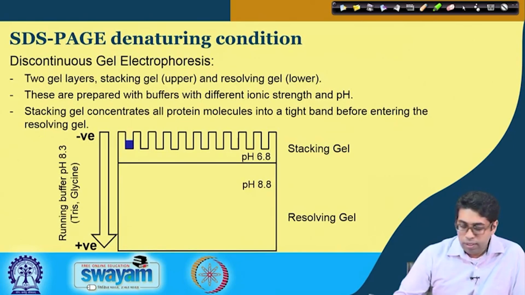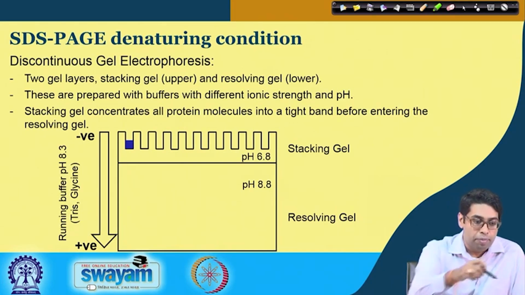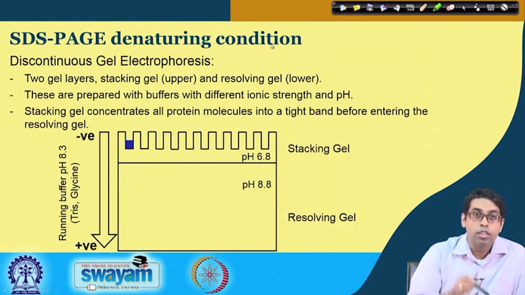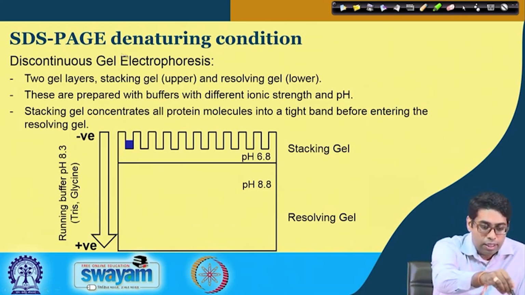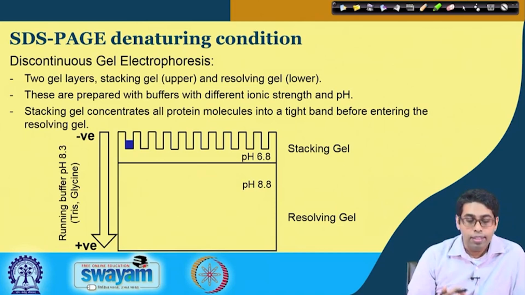So, now we are getting into the details of this gel electrophoresis. What I am going to talk about now is something called SDS-PAGE denaturing gel. As it says, denaturing, this is typically used for protein samples, and denaturing means that we are going to denature the proteins and run them onto a gel.